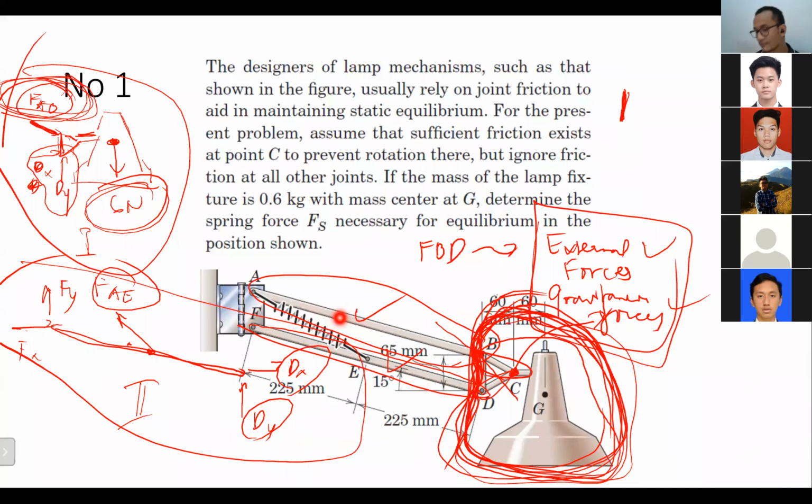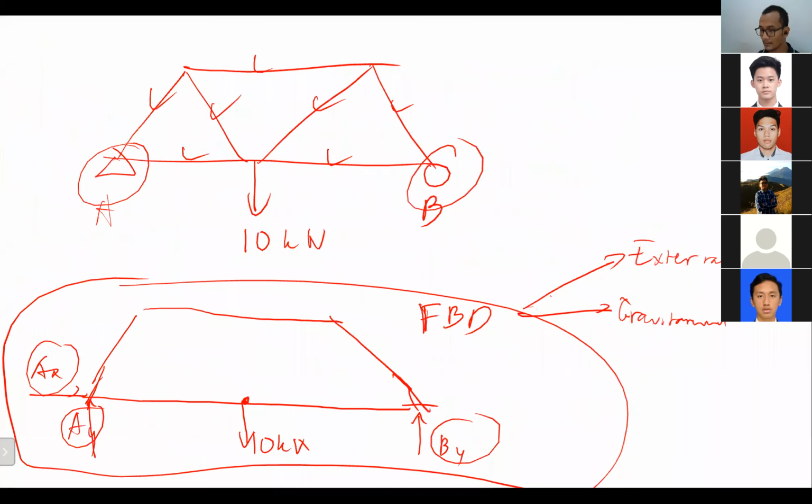If I want to draw the free body diagram of member FED, I need to draw the member FED. The easiest thing about FED is that because it's just one member, everything else becomes external force. So Fx, Fy become external, Dx, Dy become external, and Fe becomes external. Like that. Okay?